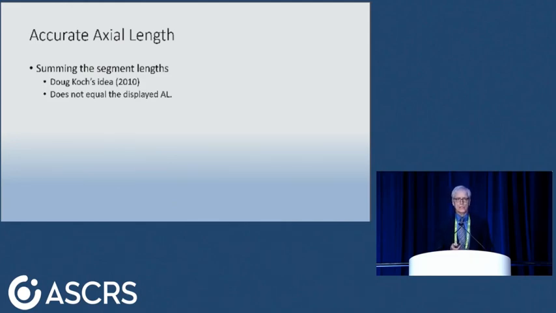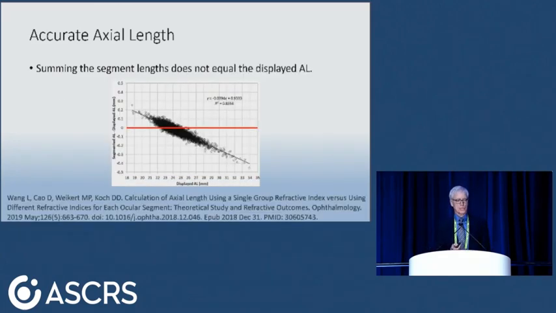And that's the proper way to do optical biometry, would be to measure the cornea and add it to the anterior chamber depth and add it to the lens, but it does not equal the displayed length. And this was from their paper, where they sum on the bottom, on the x-axis, is the value written on the machine. On the y-axis is the difference between the two methods. And if the two methods were equal, you should end up with a line, that red line, a 0 all the way across for all axial lengths. But it turns out that the displayed axial length is too short for short eyes and too long for long eyes.